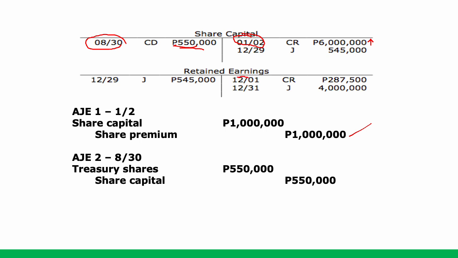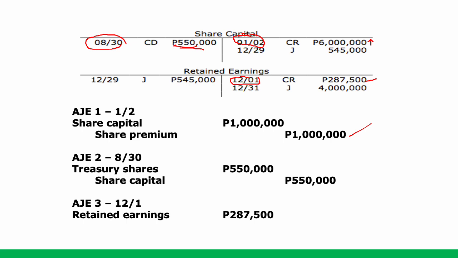Next adjustment, the December 1 transaction. On the December 1 transaction, the retained earnings should not be credited for the reissuance of treasury shares. So, to cancel the credit on retained earnings, what should be the correct adjusting entry? Debit RE. So, debit retained earnings, 287,500. Why do we debit the RE in this case? To cancel this credit of 287,500, because the reissuance of treasury shares should not be credited to RE.